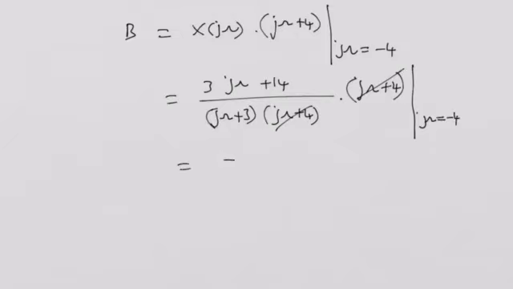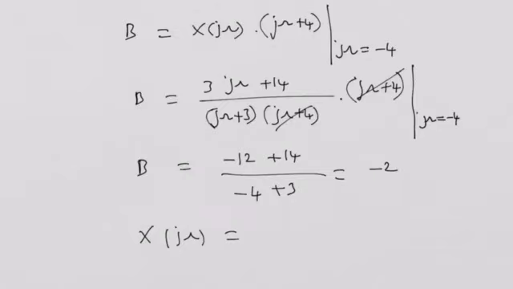So when you do this, you will get minus 12 plus 14 in the numerator, the whole divided by minus 4 plus 3. This time it is minus 2. So the constant B is obtained as minus 2. Now I'll go back to the original expansion I planned, A divided by (jω plus 3), which is one of the factors.